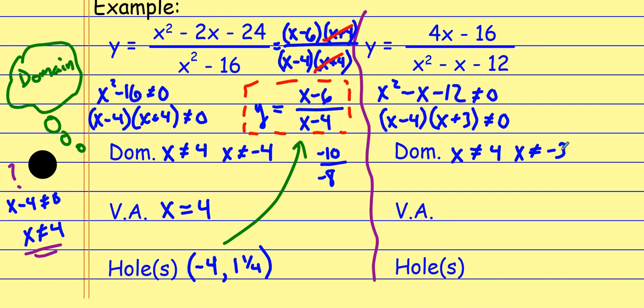To determine which of those domain restrictions are vertical asymptote and which one's a hole in the graph, or maybe they're both vertical asymptotes, or maybe they're both holes in the graph, is I just simplify the fraction. I say, okay, here I can factor a 4 out.